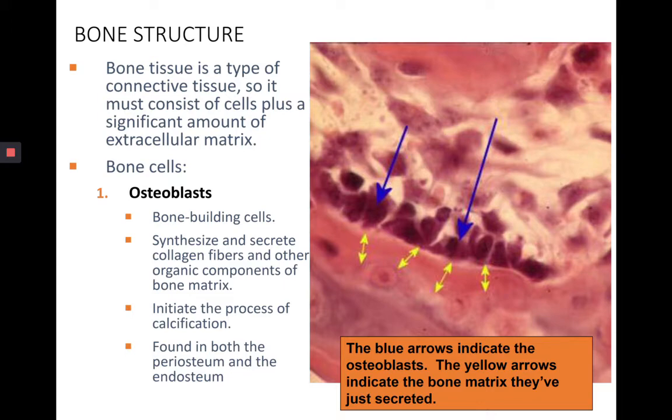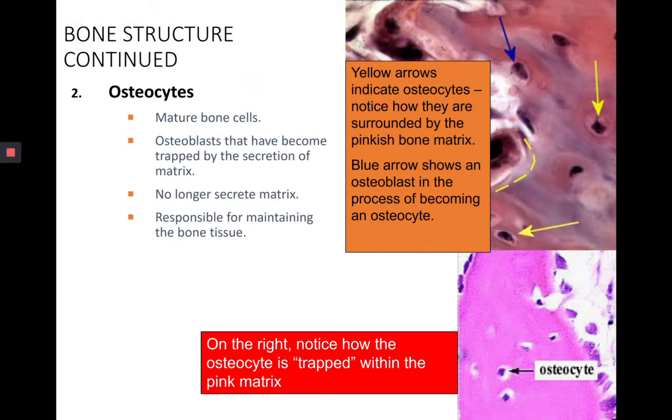And this would initiate the process of calcification because you have to have something to calcify, but it's not till the calcium phosphate salts are laid down that bone becomes hard. And again, you're finding the osteoblasts in both the endosteum and periosteum because they can be made by osteogenic cells. Next, we have the osteocytes. The osteocytes are mature bone cells stuck in the lacunae, so they're trapped by their own secretions that have since hardened, and they're no longer secreting matrix. So osteocytes are not bone building cells, but they're bone maintenance cells because they're responsible for maintaining the bone tissue.